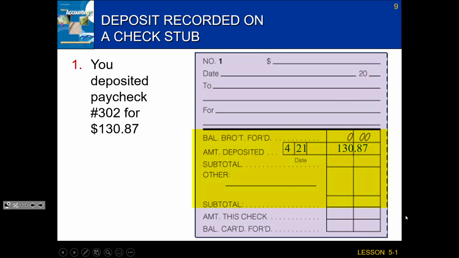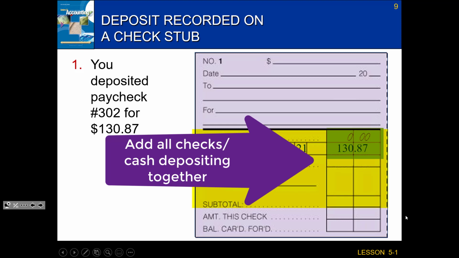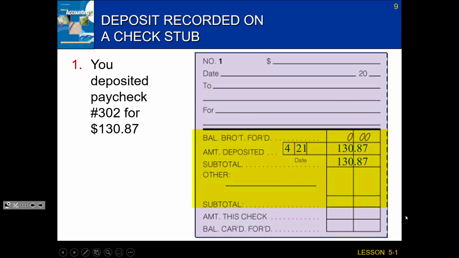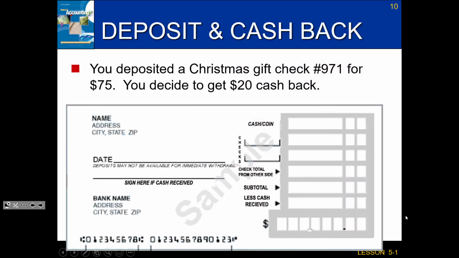And we're going to add those two together because depositing is putting money in the bank. I'm increasing the amount I get. So my subtotal is $130.87. And that's all I would have to do to record my deposit on my check stub for my source doc. So now I just want to go over an example with cash back.